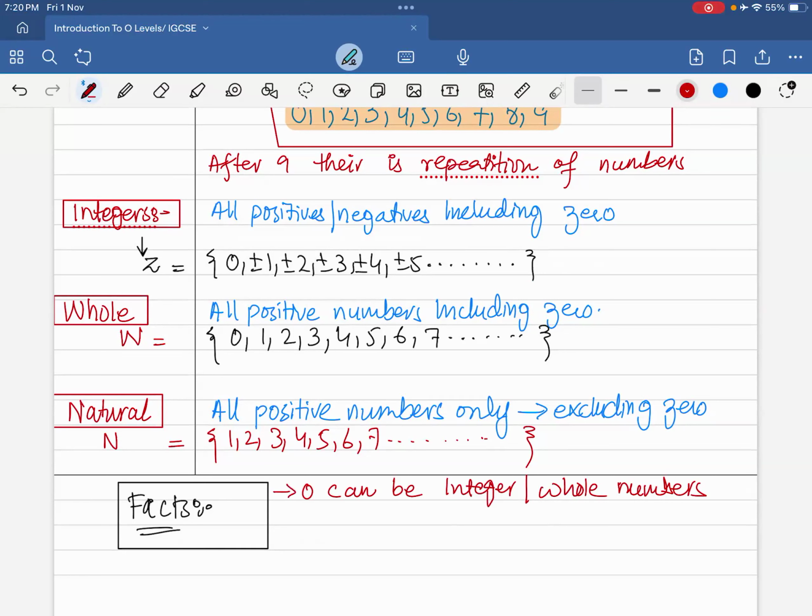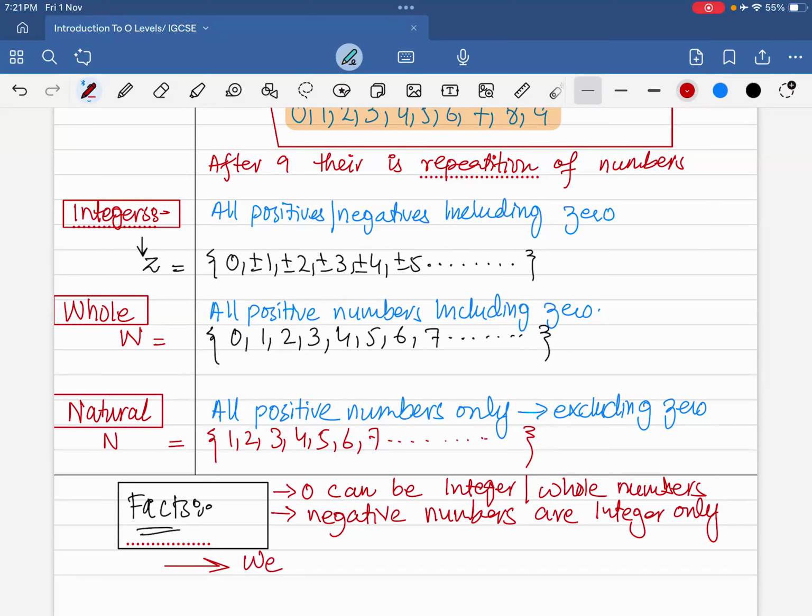The second fact is negative numbers are integers only. Do you agree with me or not? Negative numbers are integers only. Understood, everybody, or not? These are the facts you need to understand. And the third fact is very much important. Most of the students have confusion only in the third fact.